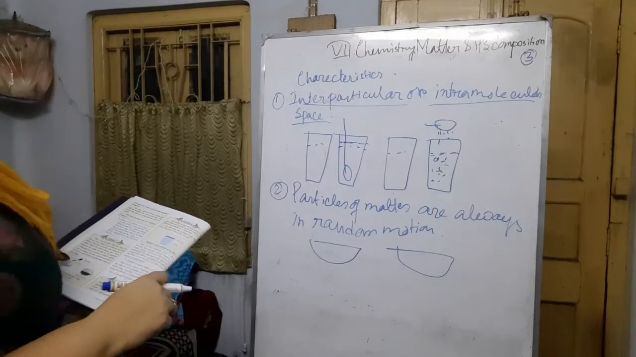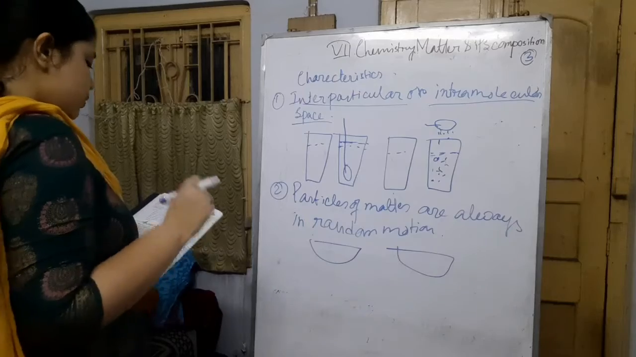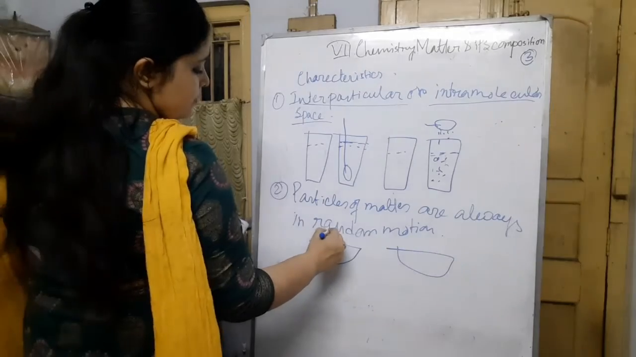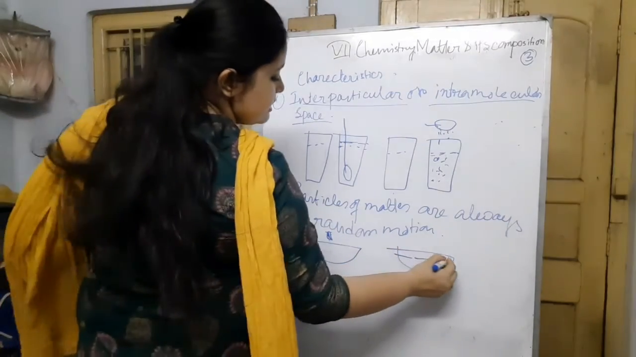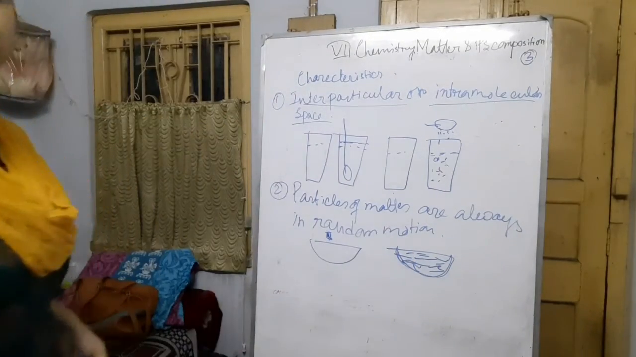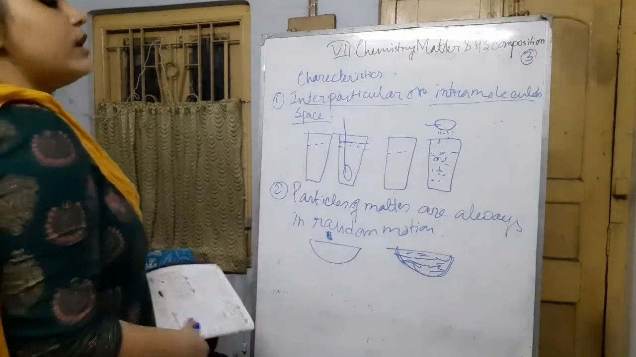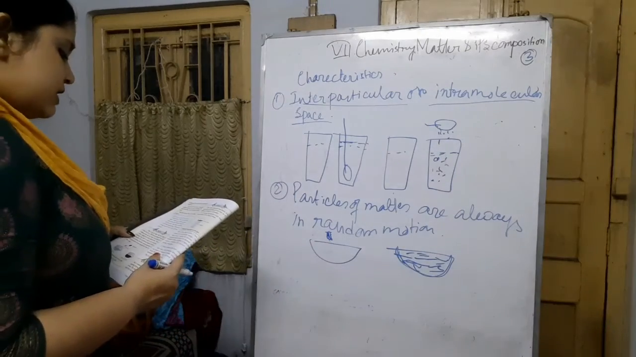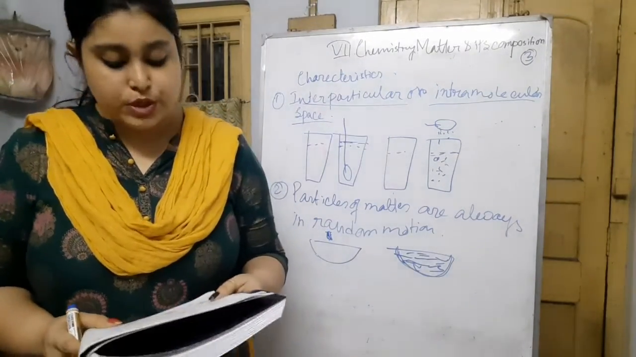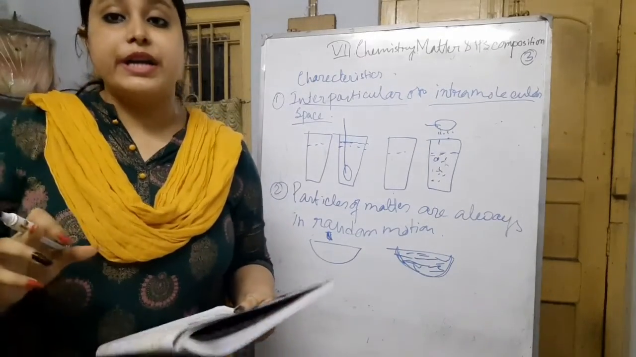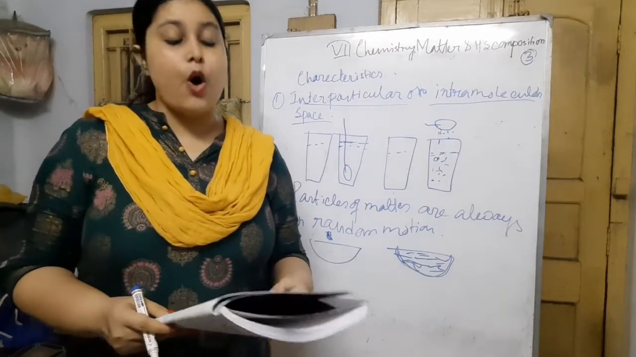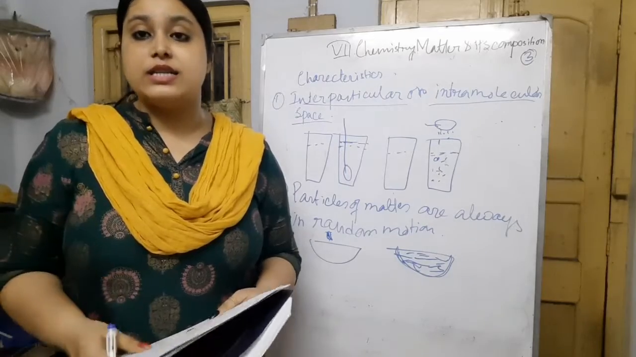You will observe that the ink slowly mixes uniformly in the water, making the whole solution blue. If we pour some drops of blue ink, it will be uniformly distributed in the full amount of water. This is because the water as well as the ink particles are in continuous motion, and it is a property of matter. Due to this motion, the blue color particles of the ink spread all over the water and make it blue.